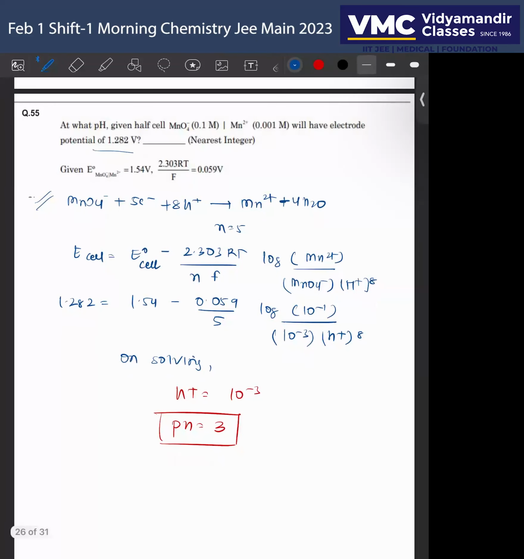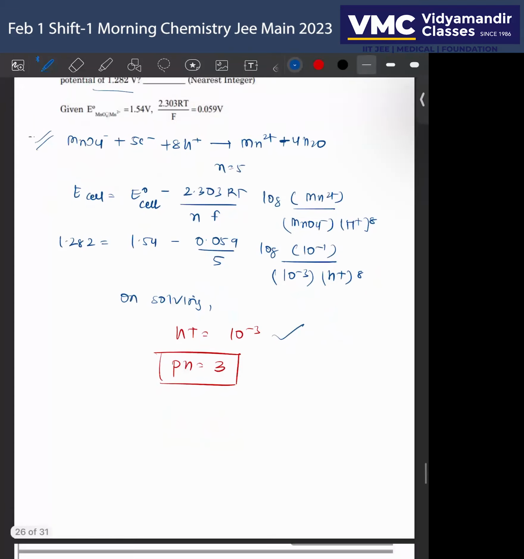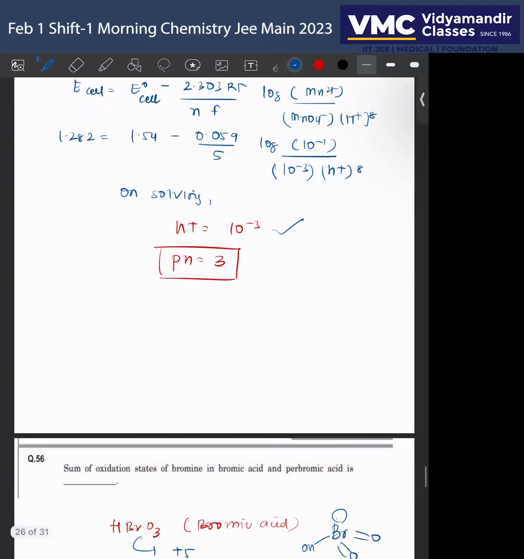Therefore, on solving the same, putting the values, we'll calculate H plus as 10 to the power minus 2. And therefore, the pH of the solution will come out around 3. So it is correct. The pH of the solution will be 3.